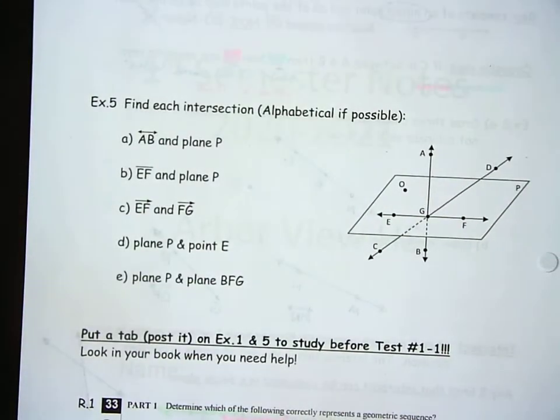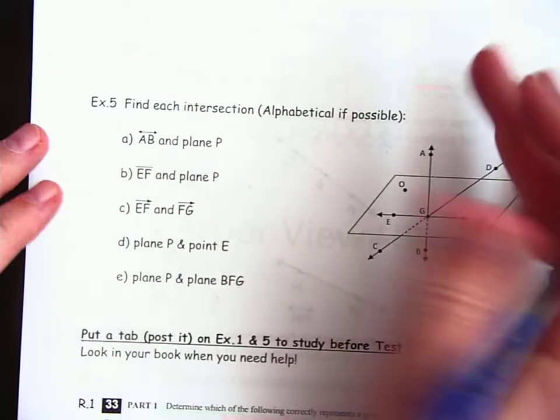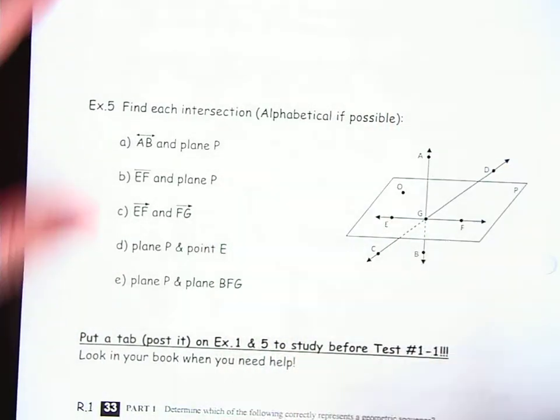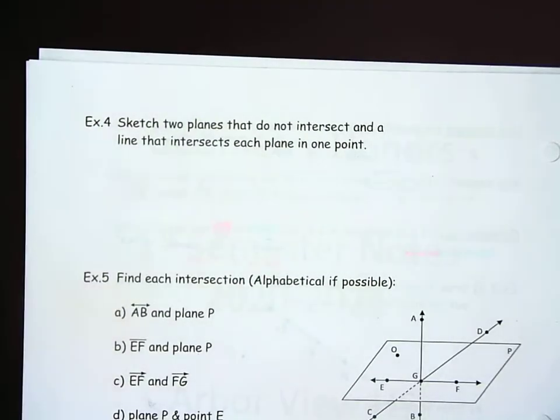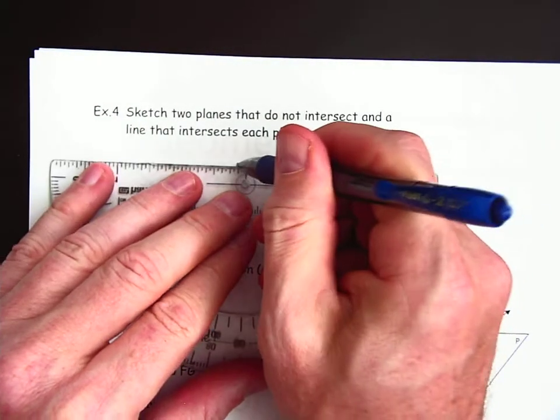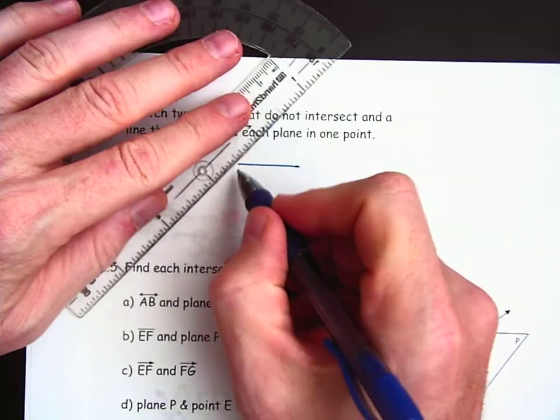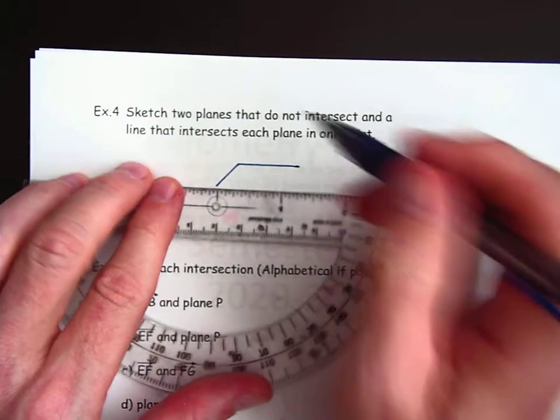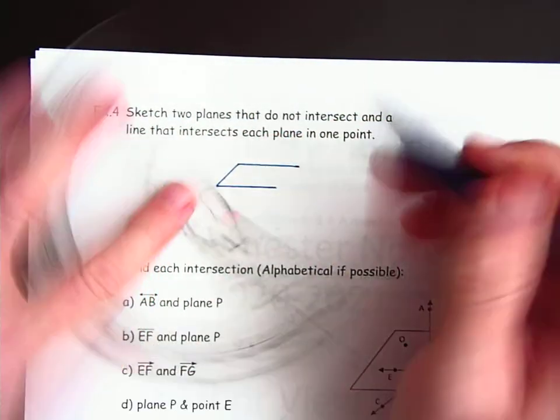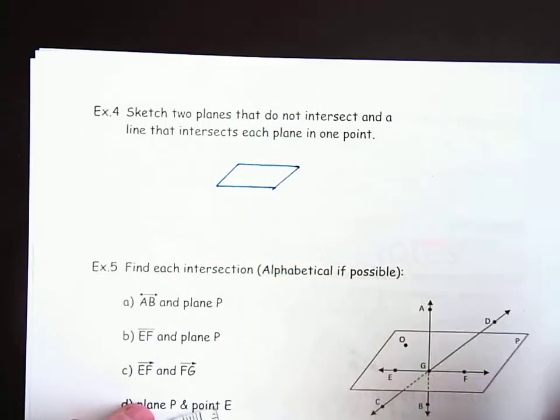All right. And finally, third page, sketch two planes that do not intersect and have a line that intersects each plane in one point. Okay, so the way we draw planes that do not intersect is usually that we try to show like one is above the other. So, we're drawing a parallelogram, and so there's one. So there's a plane.